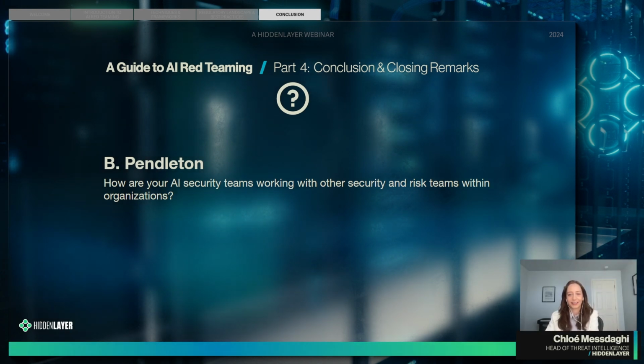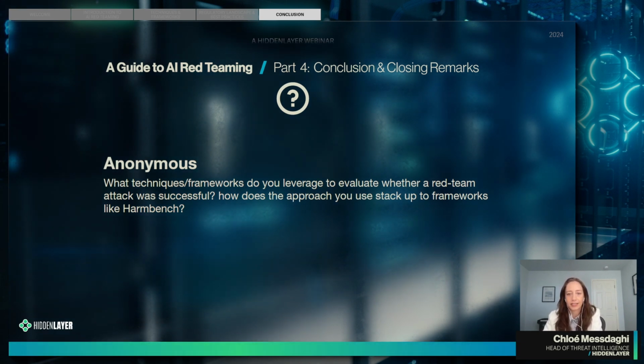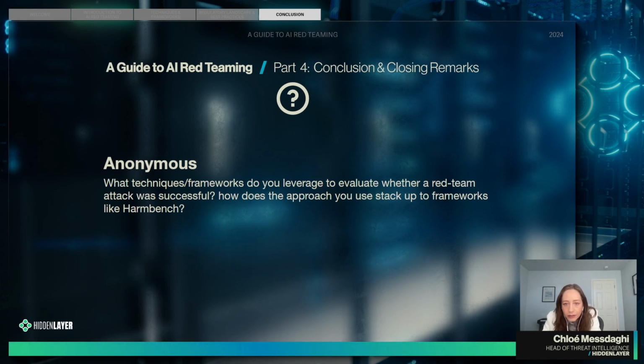Next question. Let's take a look at it. All right. So what techniques and frameworks do you leverage to evaluate whether a red team attack was successful? How does the approach you use stack up to frameworks like HarmBench? Sorry, it's very small for me to read here. Who would like to take that? Would that be John or Travis or perhaps Christina?